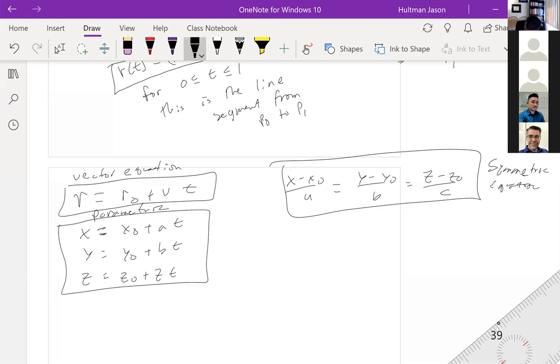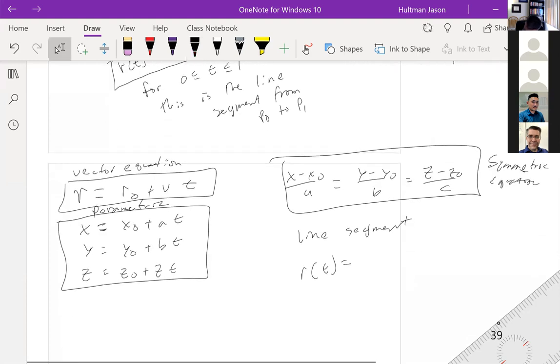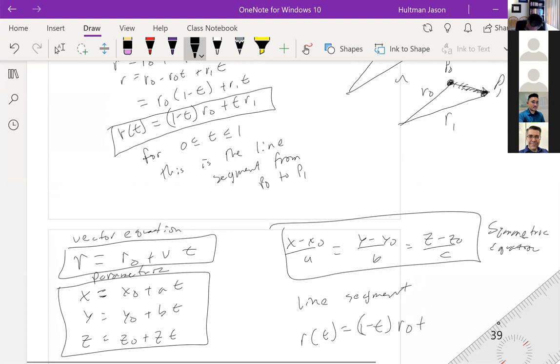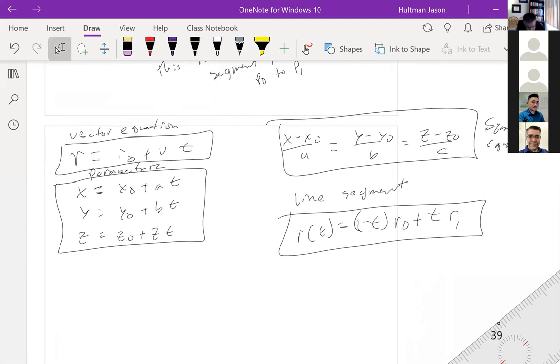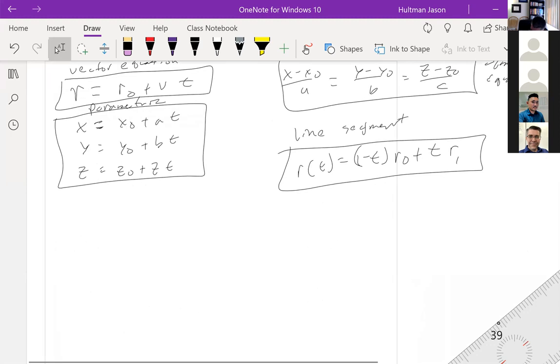And then what was the equation of a line segment? Line segment, okay, that was r of t is equal to 1 minus t times r naught. Is it minus or plus? Yeah, it's plus t times r1. Okay, so that's a line segment. So we're going to utilize this here for a second.